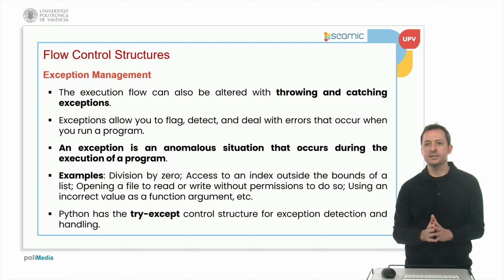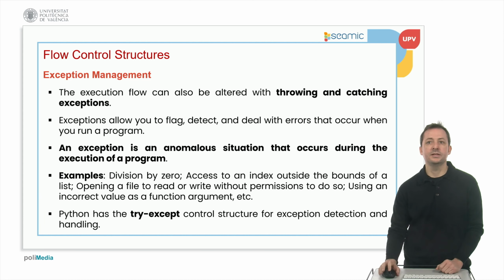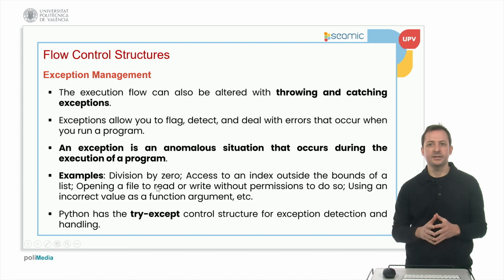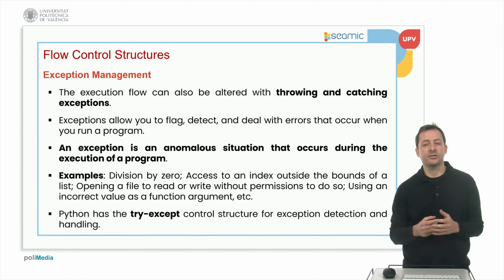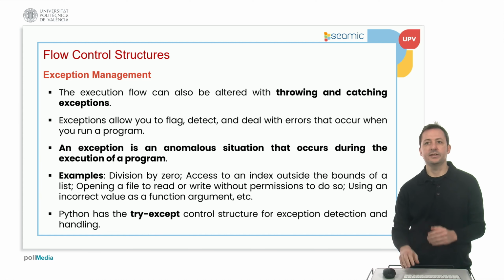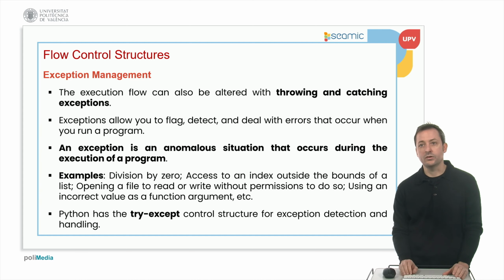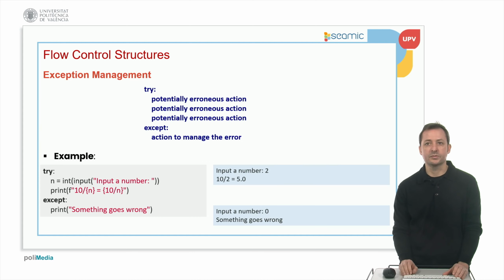So an exception basically occurs when something does not go as expected. But there are a lot of exceptions that can occur, and we can use the try except statement in order to control these errors that can occur and take different actions depending on whether or not an exception occurs.